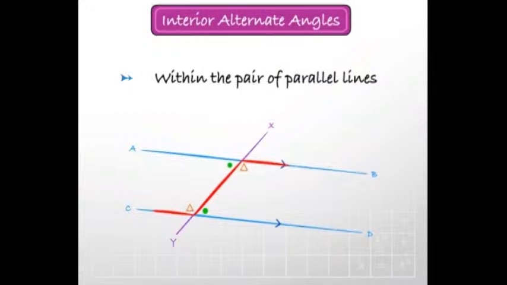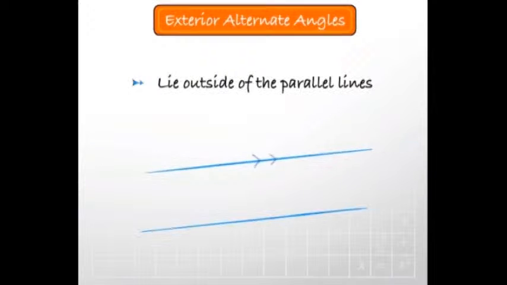Let's now look at exterior alternate angles. Exterior alternate angles are alternate angles that lie outside of the parallel lines. The exterior alternate angles would be and. Once again, in both cases, it is clearly evident that the alternate angles lie outside of the parallel lines. It is these parallel lines that together with the transversal create the alternate angles.